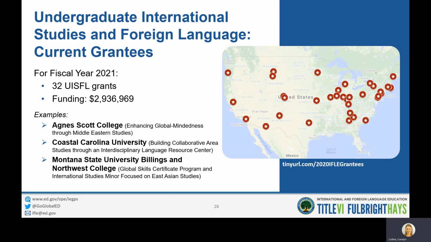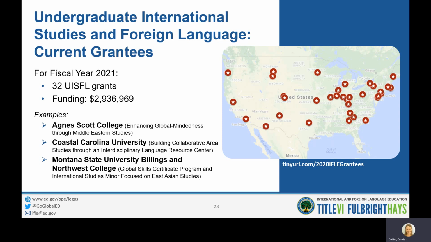And a few examples of UISFL projects include Agnes Scott College, which received a grant for a project entitled Enhancing Global Mindedness Through Middle Eastern Studies. Coastal Carolina University received a UISFL grant to help build collaborative area studies through interdisciplinary language resource centers. And finally, at least in the examples here, we have Montana State University at Billings, in a consortium with Northwest College on a project titled Global Skills Certificate Program, an International Studies minor focused on East Asian Studies.